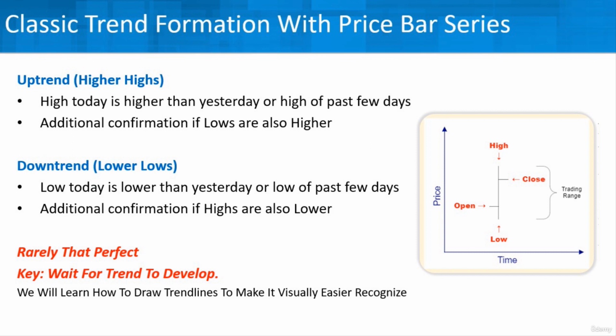And if you feel that trend's going to continue, you might want to buy in and ride that uptrend until it's time to sell, and profit from the price increase. By the same token, a downtrend would be lower lows, right? Is the low today lower than yesterday, or lower over the past few days? And if the highs are also lower, the high of the day keeps trending lower, that's a stronger confirmation that everything's going lower. It's rarely that perfect. Sometimes you have ups and downs and pullbacks, but you're looking for this overall trend.